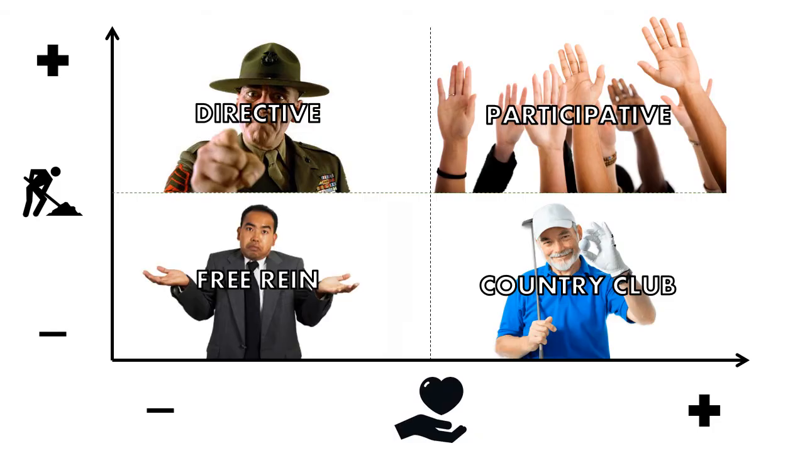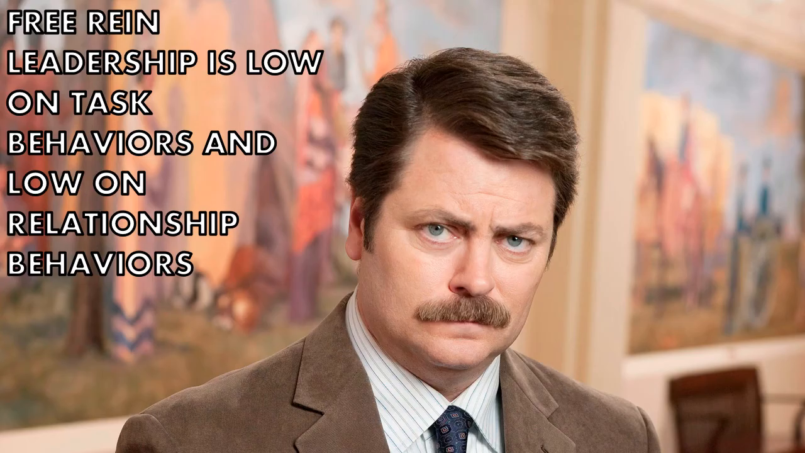And lastly, we have free rein leadership. Free rein leaders, it's almost like the absence of leadership. It's leaders that don't really focus on getting work done. They're low on those task-oriented behaviors, but they also don't really care about people. They're low on those relationship-oriented behaviors. For me, the best example I could think of for this is Ron Swanson in Parks and Recreation.